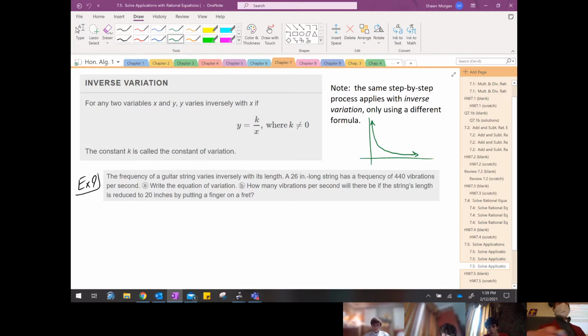All right, same three-step process. So y'all walk through this with me here. Down in the guitar string, it says the frequency varies inversely with the length. So I'm going to say F equals K divided by L.